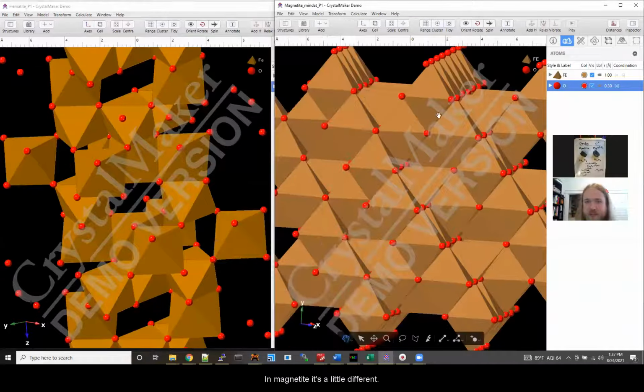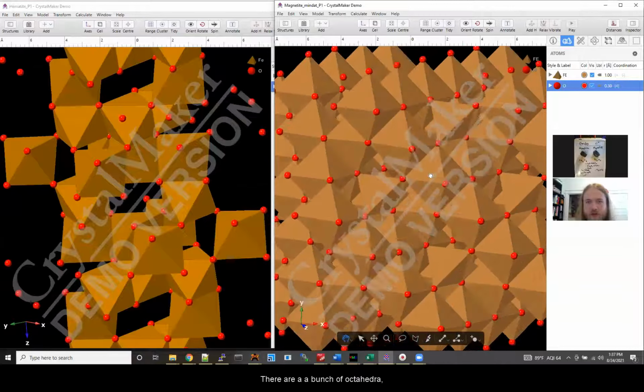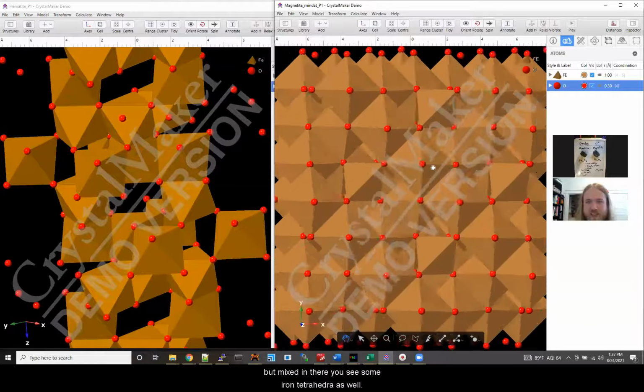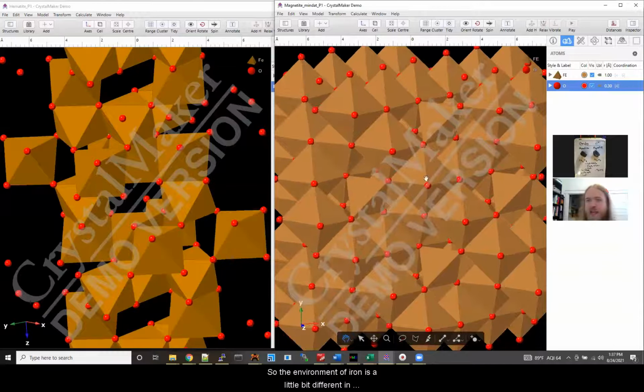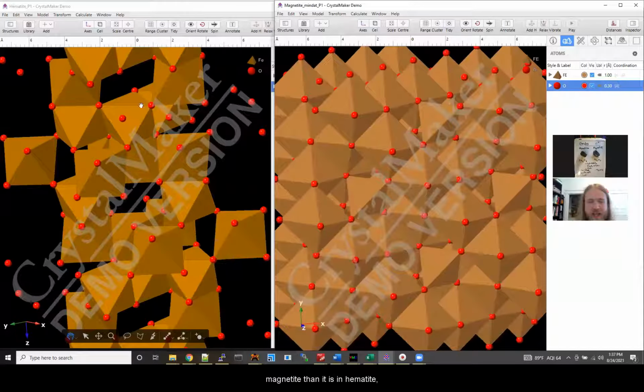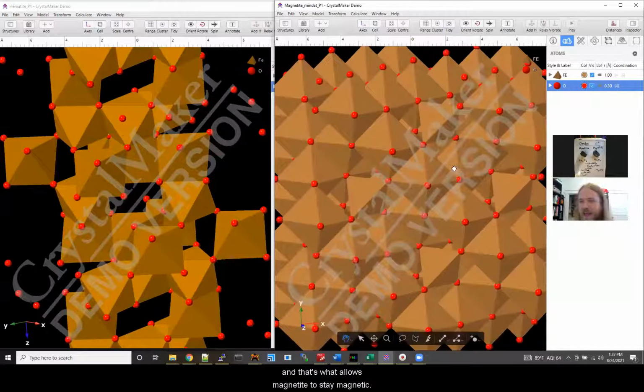In magnetite, it's a little different. There are a bunch of octahedra, but mixed in there, you see some iron tetrahedra as well. So the environment of iron is a little bit different in magnetite than it is in hematite, and that's what allows magnetite to stay magnetic. We're not going to talk in any more detail about that, though.